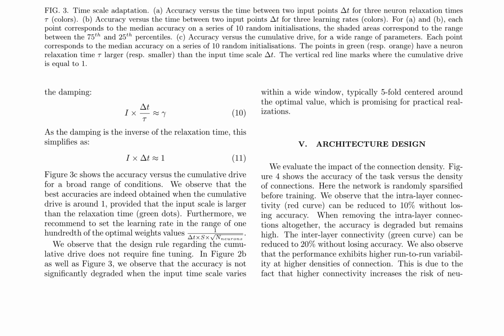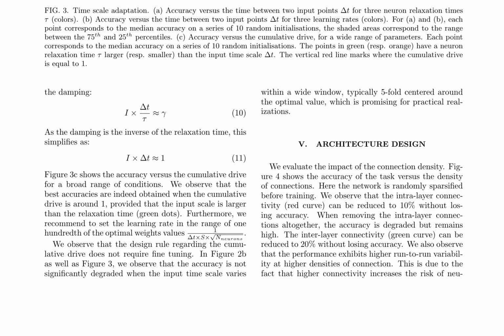The paper explores the impact of time-scale adaptation on the network's performance. Figure 3 shows the accuracy versus the time between two input points, increment t, for different neuron relaxation times, tau, and learning rates. The results indicate that the best accuracies are obtained when the cumulative drive is around 1, provided that the input timescale is larger than the relaxation time. The authors recommend setting the learning rate in the range of 1/100th of the optimal weights values.